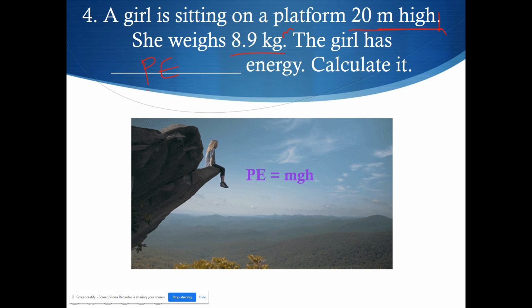I don't know what g is. Aha, remember it's that constant, 9.8. Plug the numbers in. Crunch the numbers on your calculator: 1,744.4 joules. Again, 1.7 kilojoules if you convert it.